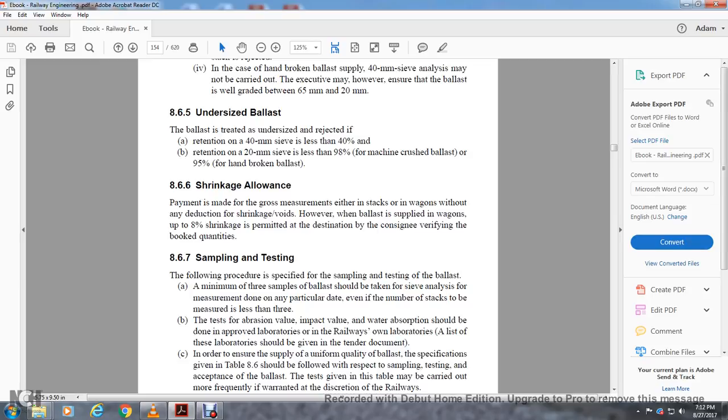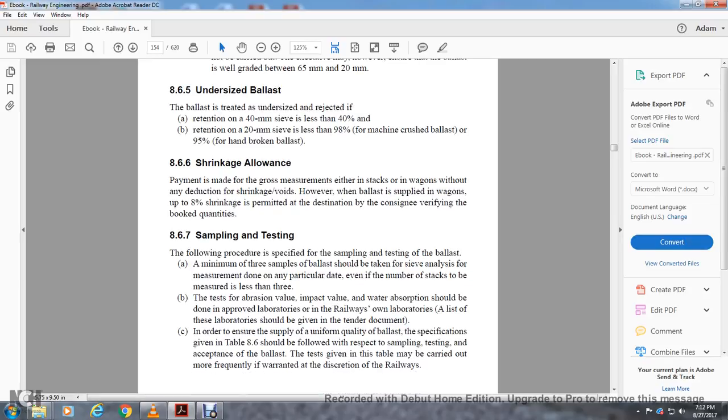8.6.7 Sampling and testing. The following procedure specifies the sampling and testing for the ballast. A minimum of 3 samples of the ballast should be taken for the analysis on a particular date. The tests for abrasion value, impact value and water absorption should be done at approved laboratories or railway-owned laboratories. A list of the laboratories is given at the end of the document. In order to ensure the supply of uniform quality ballast, the specification given in Table 8.6 should be followed with respect to sampling and testing frequency for the ballast.